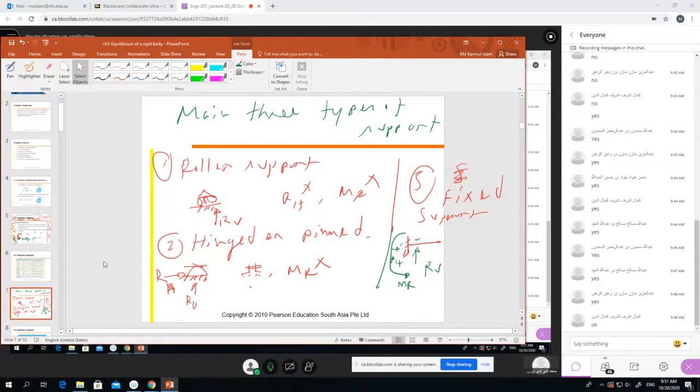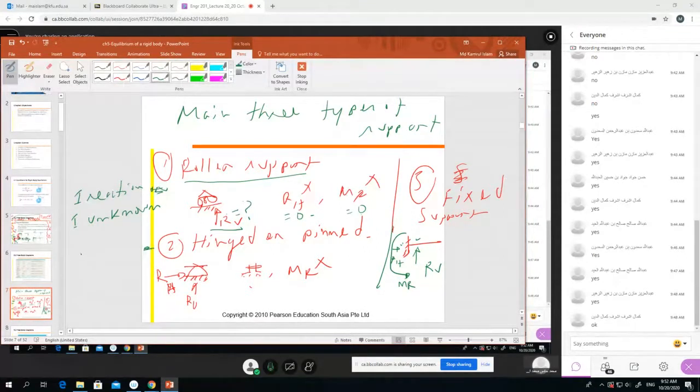Now one more thing I tell you. When we say roller support, we give only one reaction. But when we analyze a practice problem, we know this is equal to 0, this is also 0. So we have only one unknown. Unknown means we don't know its value. The others we already know are 0.